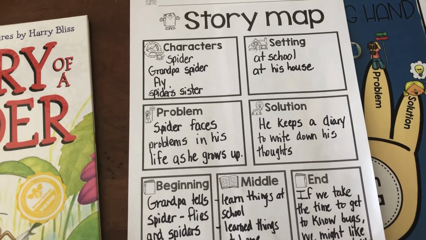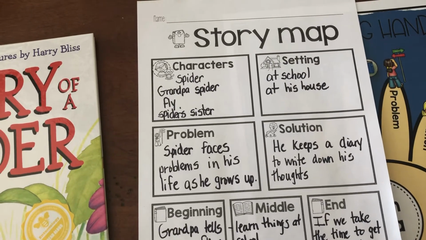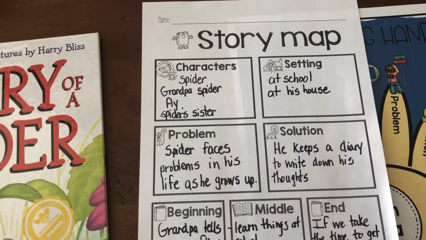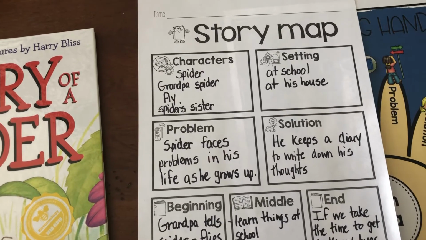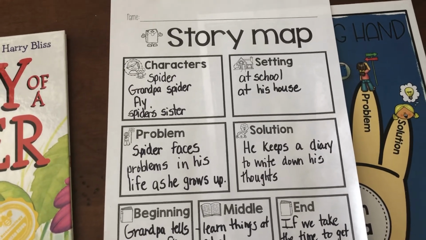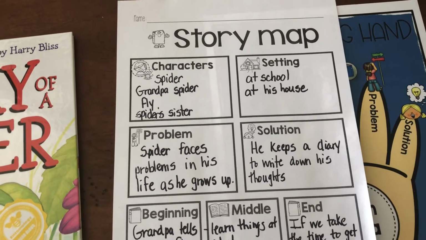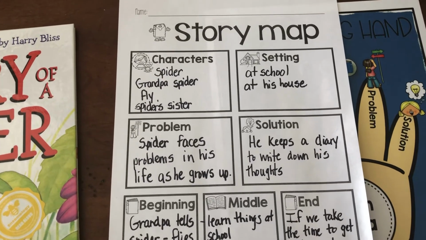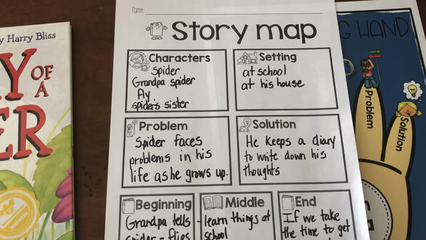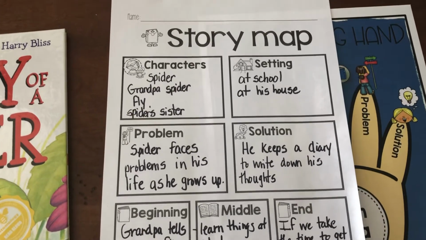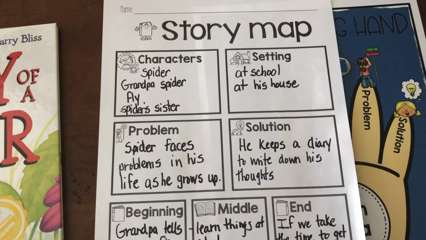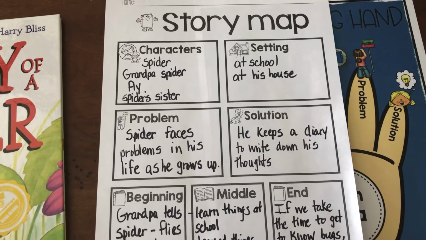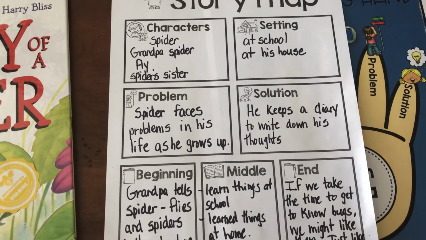And what was the problem in the story? Well, the problem I thought was that Spider faces problems in his life as he grows up. So what was his solution? His solution was to keep a diary, to write down his thoughts and his feelings and what he's learning from all of these problems he's facing. And that's what happens with us too. As we grow and change, we learn. Mistakes help us to learn, and people help us to learn, and things that happen in our life help us learn and become a better person. So keeping a diary helps you to write down all of his thoughts. So that was a good solution.